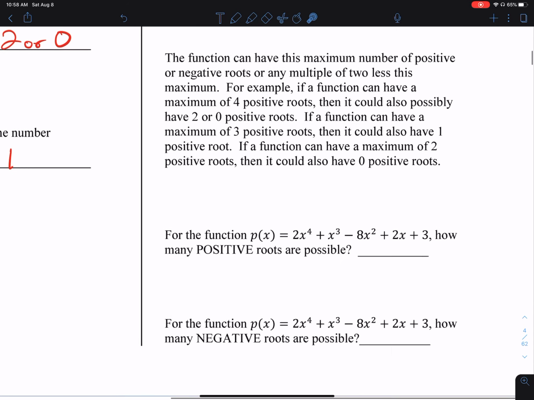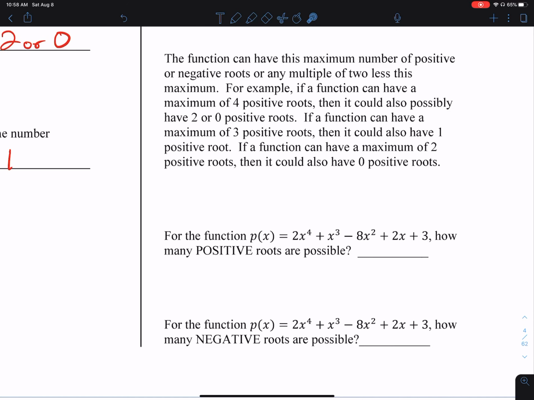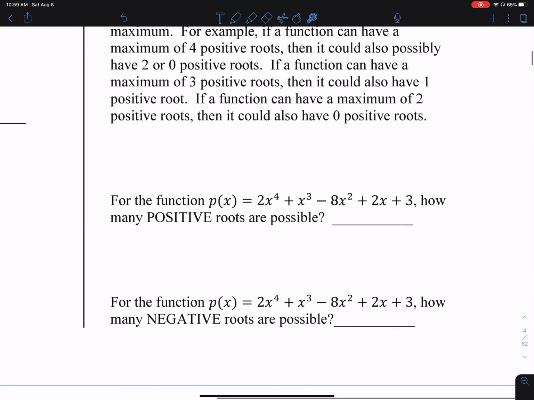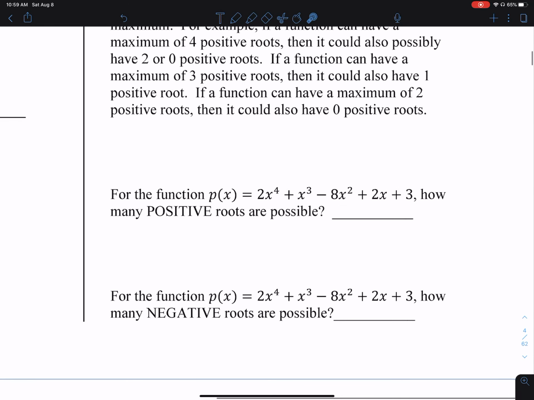A function can have the maximum number of positive or negative roots, or any multiple of 2 less than this maximum. For example, if a function has a maximum number of 4 positive roots, it could possibly have 2 or 4 positive roots. If the function has a maximum number of 3 positive roots, then it could have 3 or 1 positive roots. If a function has a maximum of 2 positive roots, then it could also have 0 positive roots. So looking at this equation here, this is summing up what we just did.